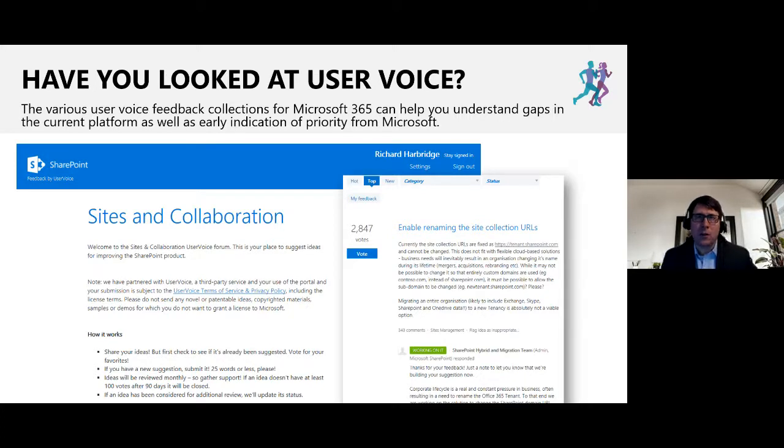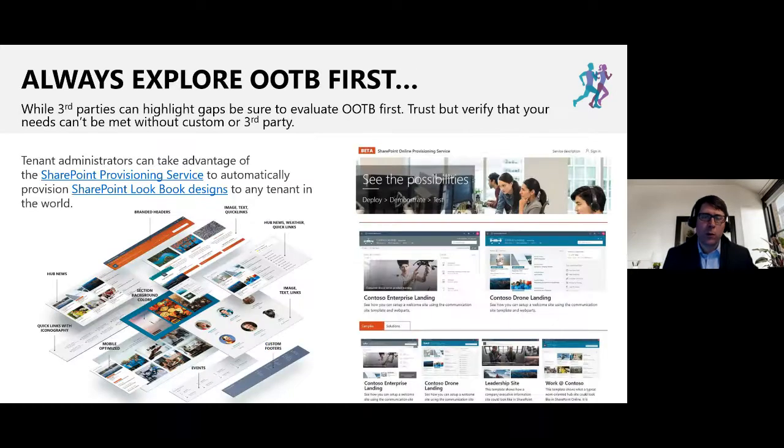I cannot name the number of times I work with customers where they're saying, oh, we're doing this. And I'm like, but that's been announced for like 6 months plus that Microsoft's going to close that gap and it's coming soon. Like, why did you spend all this effort here? And it's because they didn't know to look at the roadmap or user voice.